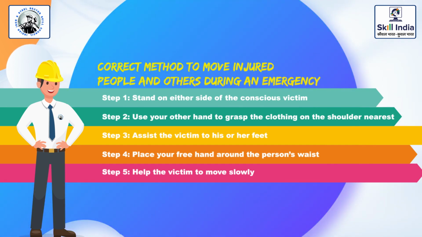and place the arms around your shoulders if possible. Place your free hand around the person's waist and let him or her set the pace on hobbling out. Help the victim to move slowly.